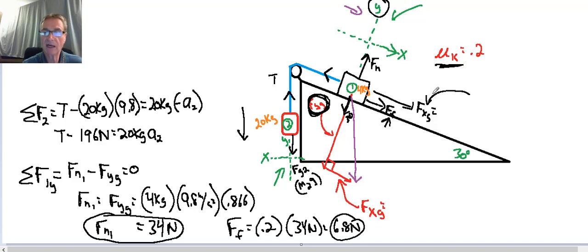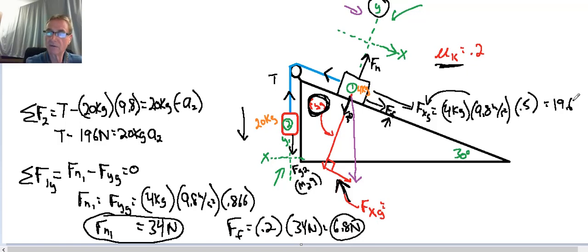It would be very helpful to have Fxg, the x component due to gravity here. What's that going to equal? Well, again, it's going to equal 4 kilograms times 9.8 meters per second squared times, this time we're looking for the opposite side, so it's going to be the sine of 30 degrees, which is 0.5. And we do that math, I get 2 times 9.8, that's 19.6 newtons. So that is our x component of gravity pulling down the ramp.